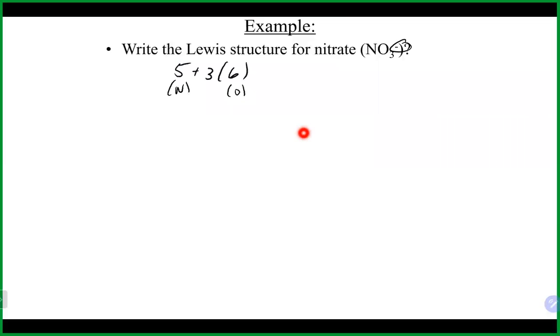Now it does have a negative charge, which means should I add or subtract an electron? Negative means that it gained electrons. So we do need to add an electron for the charge so that we're not short. That's going to give me 24 valence electrons in my picture.